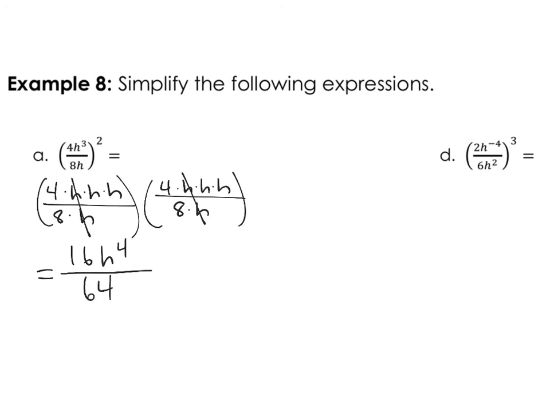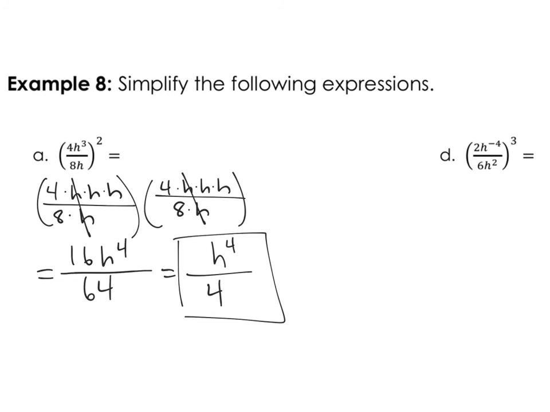Now, I also want to see, can I simplify this fraction? 16 divided by 64 in my calculator is 0.25. So if I hit math, enter, enter, I get a 1 over 4, and that h to the 4th is still on top. Now, I don't really need to write this 1 on top because that h to the 4th is there, so I don't need that 1. And there is our answer.